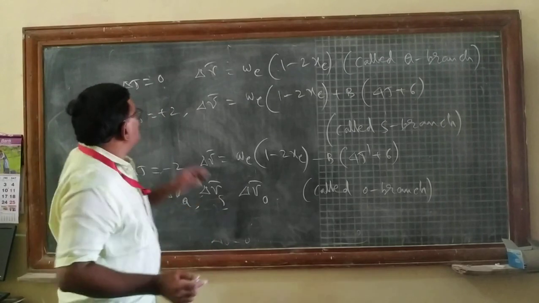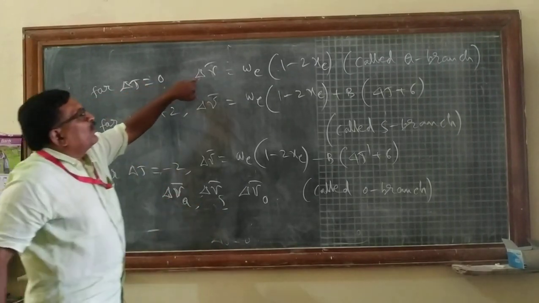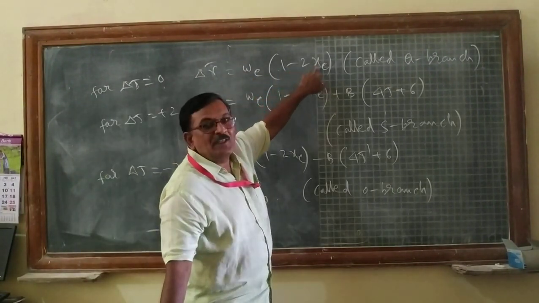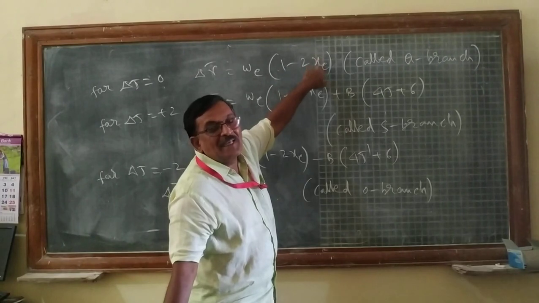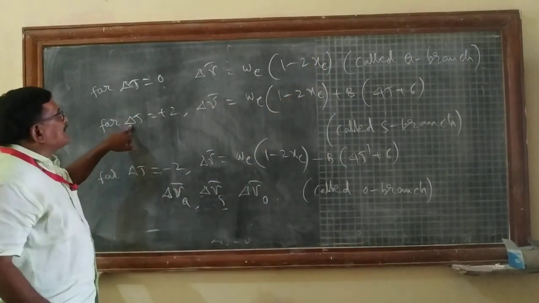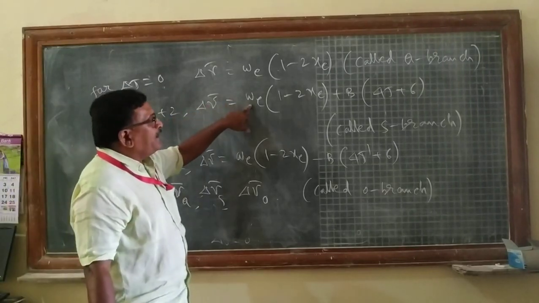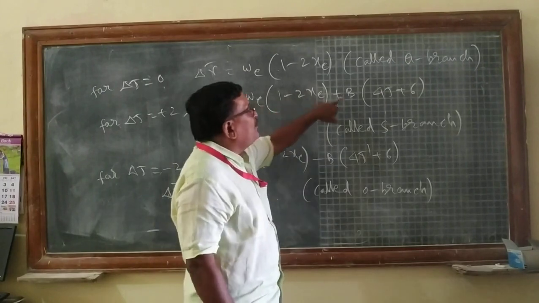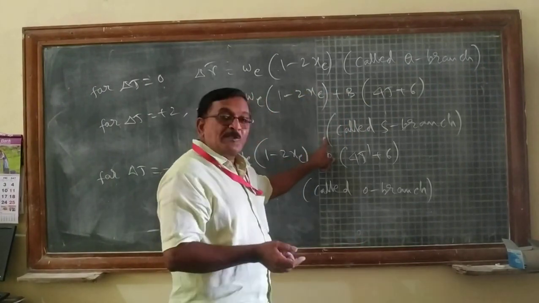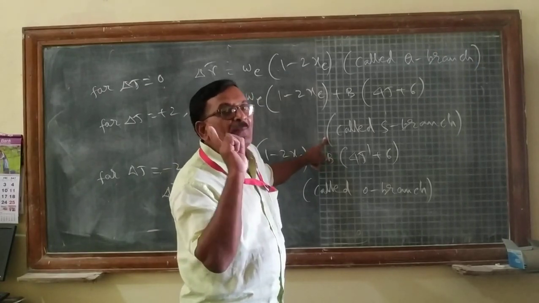Here, for delta J equal to 0, these are Rayleigh lines, delta nu bar is equal to omega E into 1 minus 2xe. These lines will be called the Q branch, meaning Rayleigh lines. The next, for delta J equal to plus 2, will be called anti-Stokes lines: nu bar is equal to omega E into 1 minus 2xe plus B into 4J plus 6. These lines will be called the S branch, the anti-Stokes lines of a Raman spectrum.